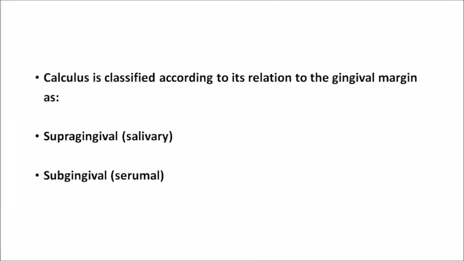Today's topic is dental calculus. It is a relatively simple topic, but there are some confusing things which you have to see carefully and keep with you. Going into the presentation, calculus is classified into two according to its relationship to the gingival margin: supragingival and subgingival. Supragingival is also known as salivary, and subgingival is also known as cemental calculus. Remember, it is based on its relationship to the gingival margin.